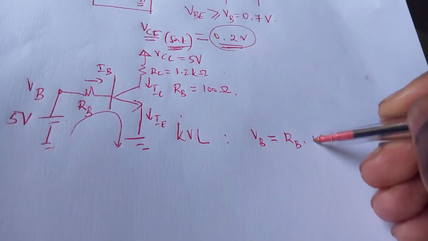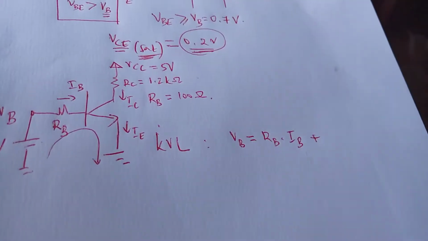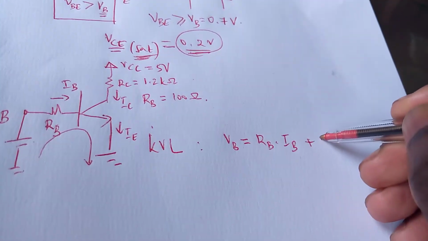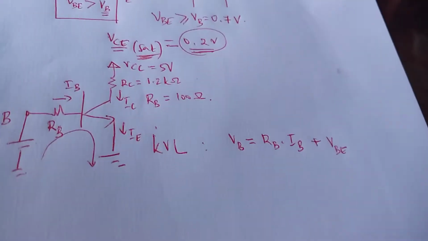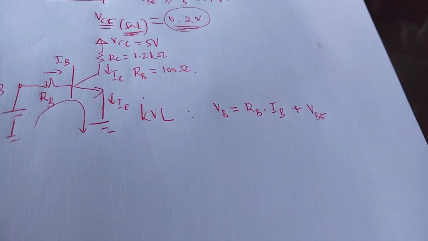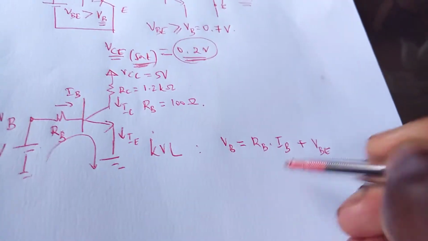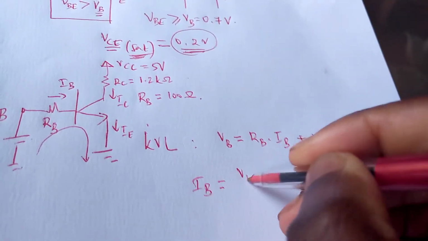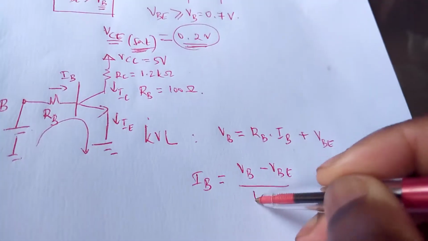RB times the current that flows through it, plus the voltage drop across the EBJ junction, which we say VBE, should be equal to VB. So RB IB plus VBE should be equal to VB according to Kirchhoff's voltage law in that loop. So if we extract IB here, we end up with IB being VB minus VBE over RB.